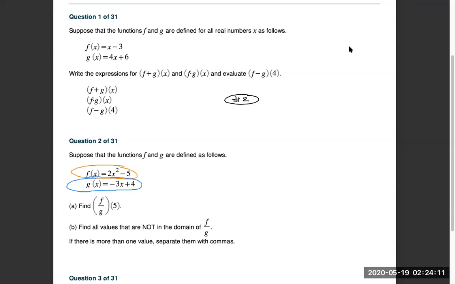Okay, so you have your two functions. You want to find f divided by g evaluated at 5, and then you want to find all values that are not in the domain of f and g. For this one, I'm going to give you a hint.